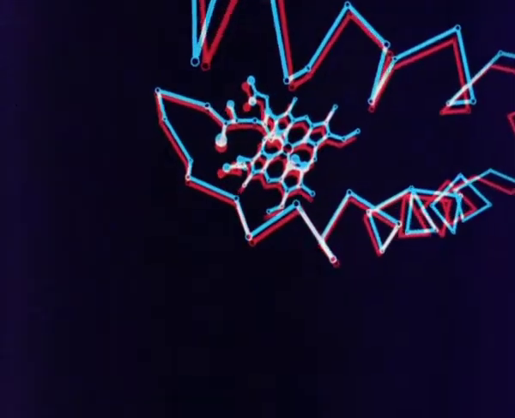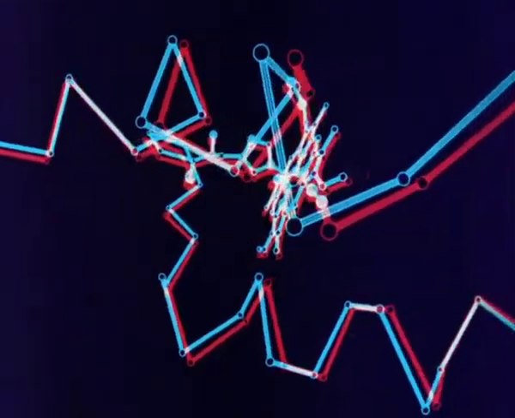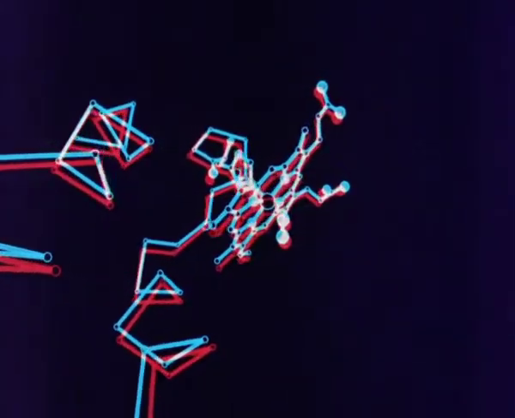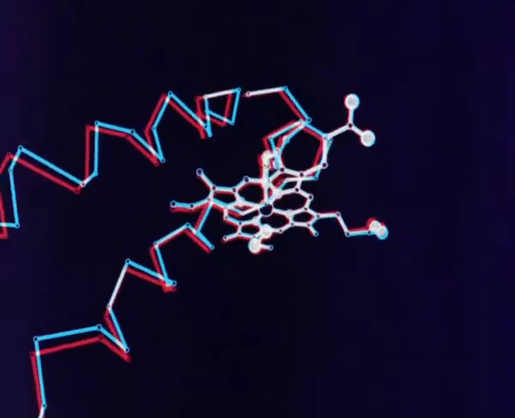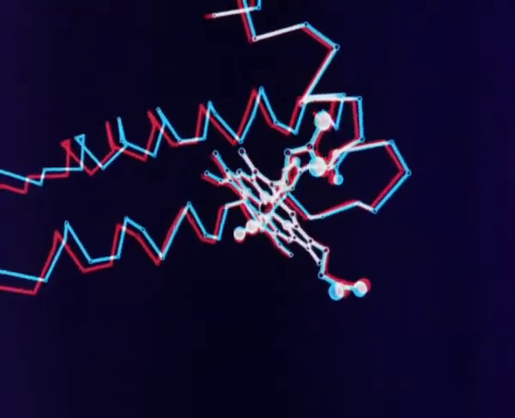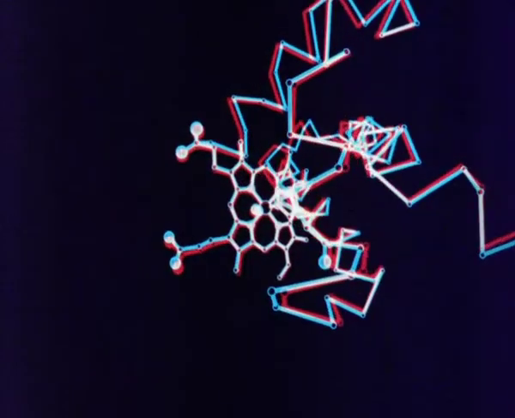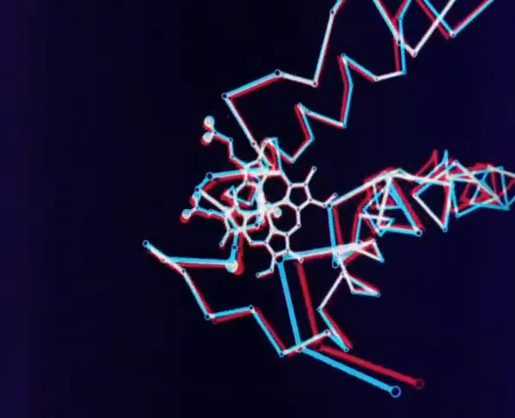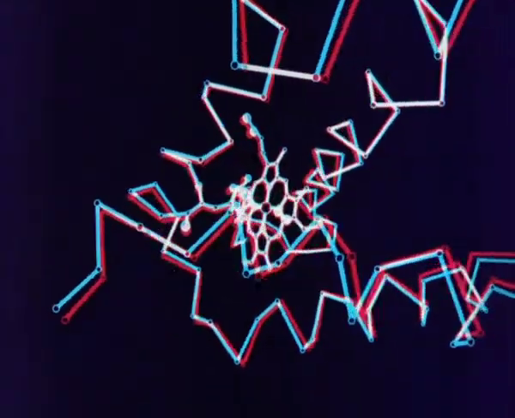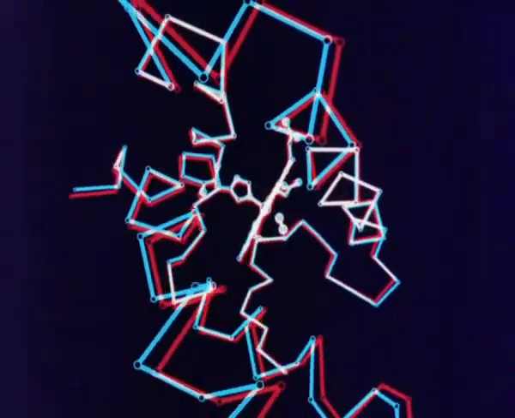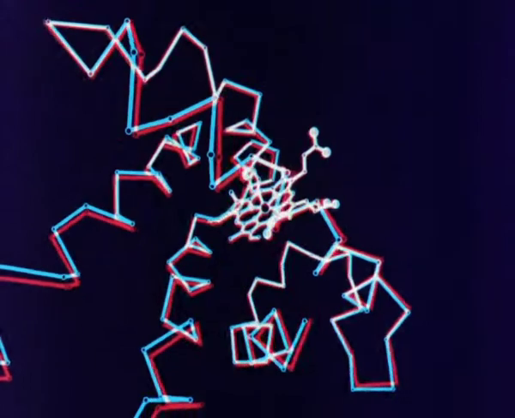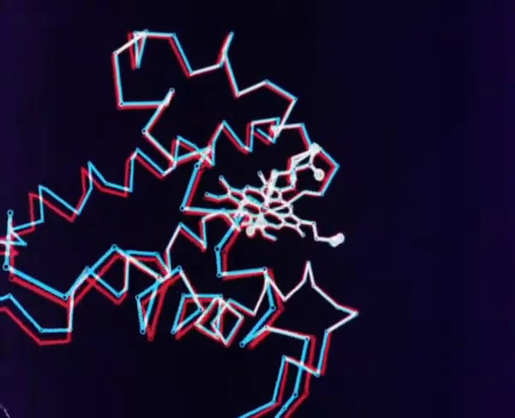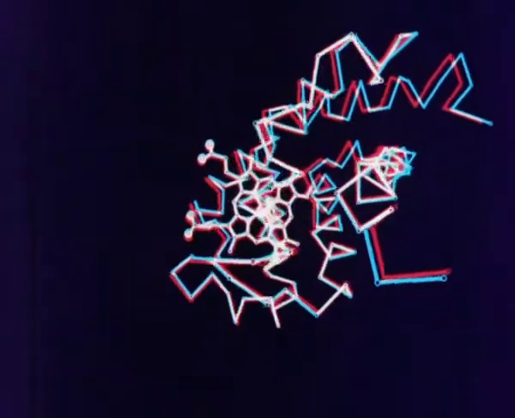The chain starts at the N terminal with its free amino group, and we shall reach this by growing the chain outwards from the proximal histidine along the F, E, D, C, B, and A helices.